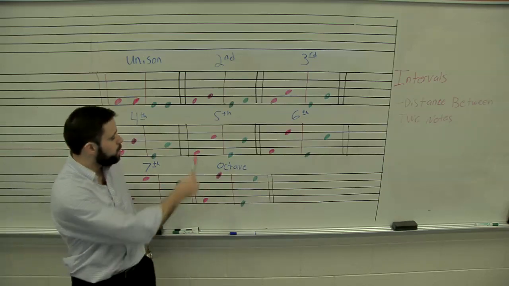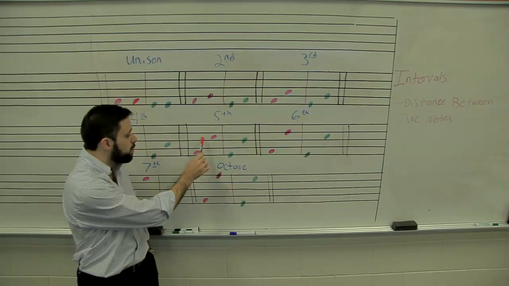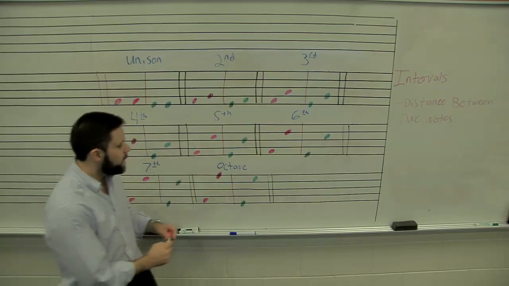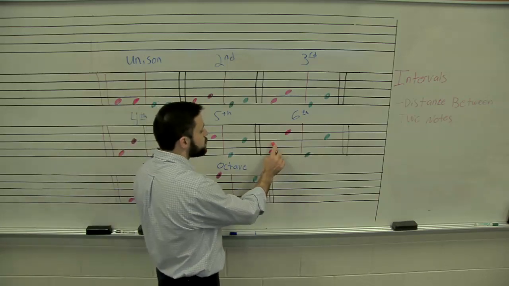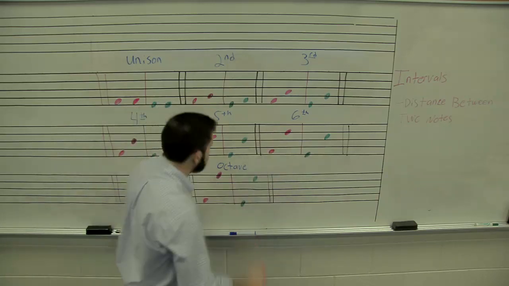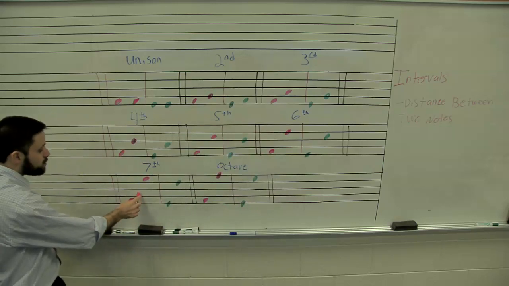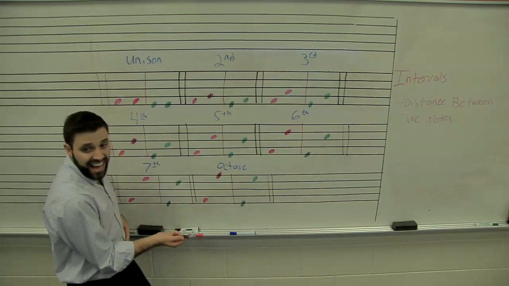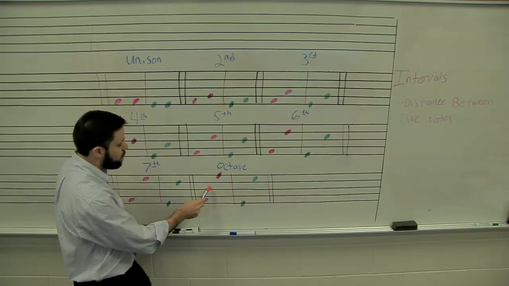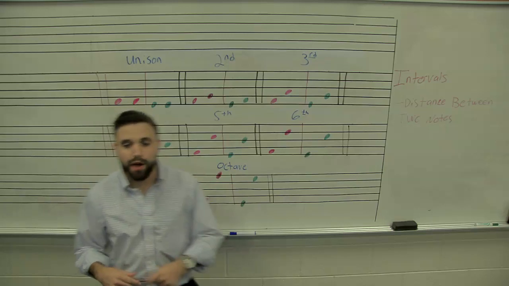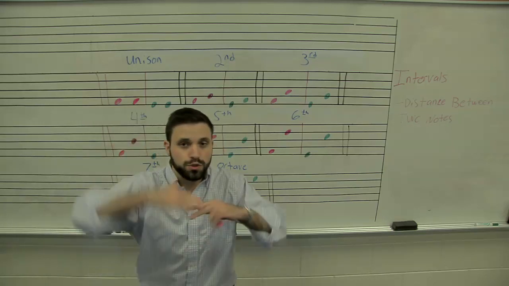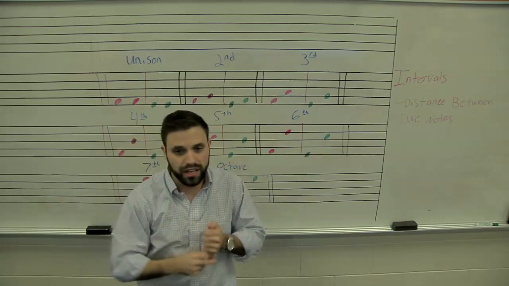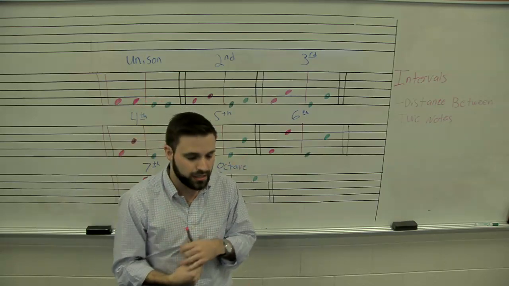A fifth would be 1, 2, 3, 4, 5. I'm counting both tones. A sixth would be 1, 2, 3, 4, 5, 6. Right? A seventh would be 1, 2, 3, 4, 5, 6, 7. An octave, also known as an eighth, would be 1, 2, 3, 4, 5, 6, 7, 8. Right? I'm counting both tones and the distance between those two tones, and not doing any kind of skipping or anything like that. Counting each of the lines and spaces.